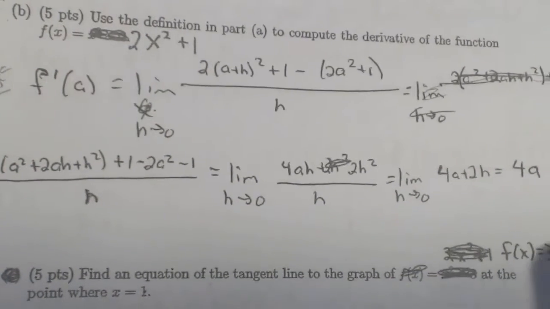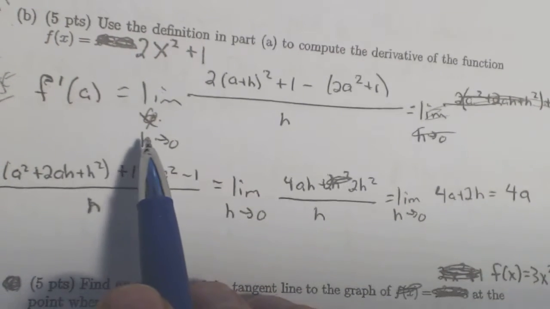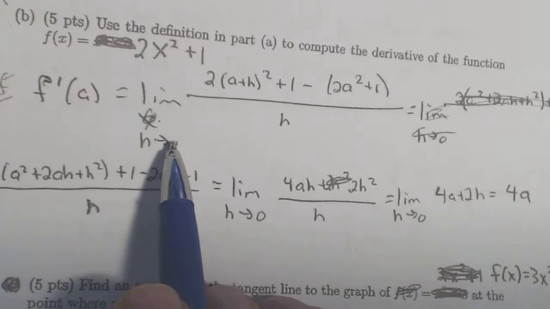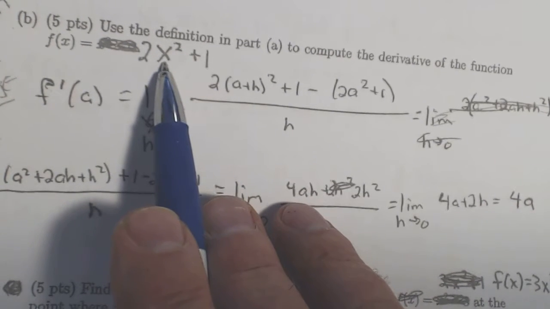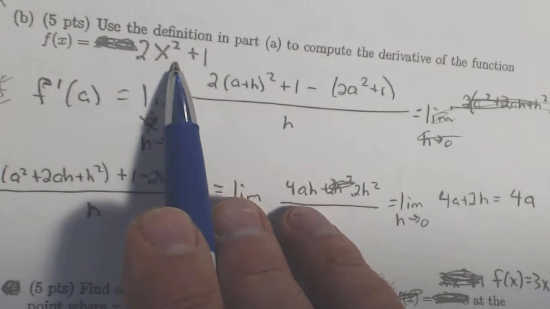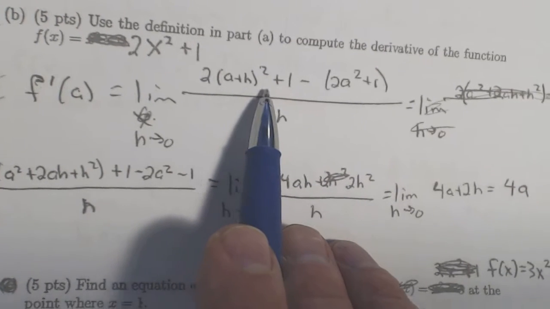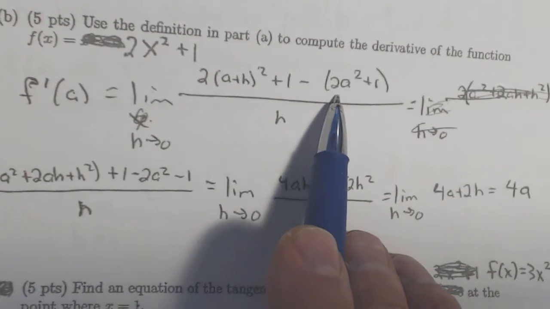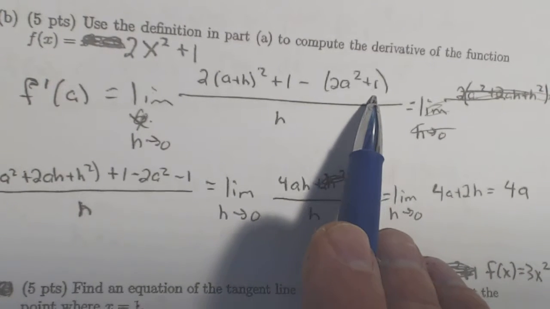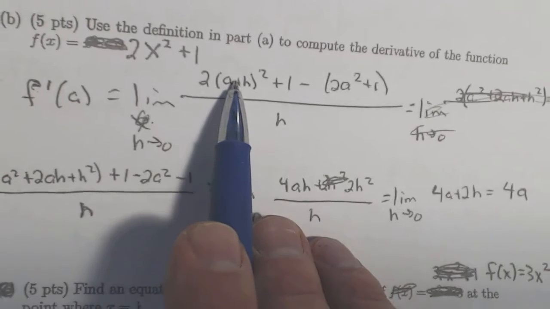So either way, it's the limit as h approaches 0. This is f of a plus h, which would be what you get when you put an a plus h right there for your x's. You're only squaring that part. And then plus 1 from the plus 1, minus just f of a, 2a squared plus 1, all over h. You want to square this part out.